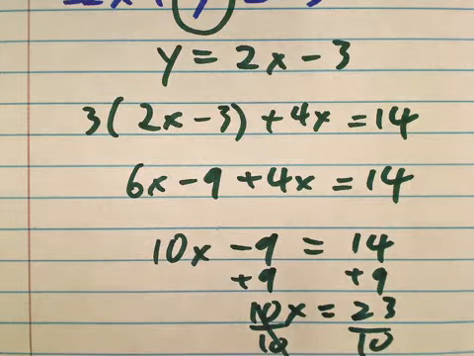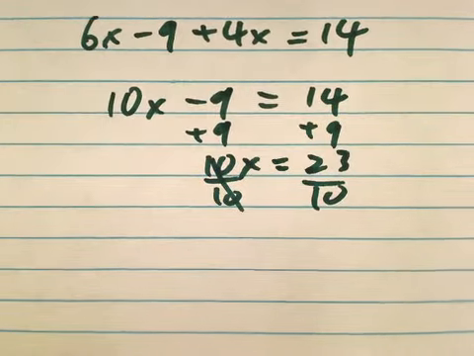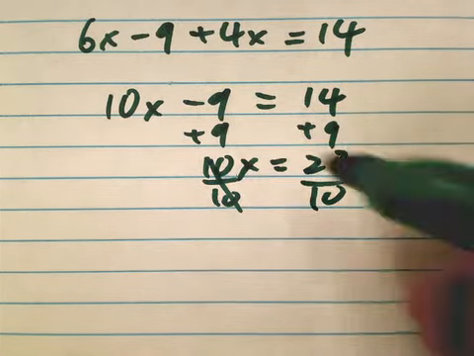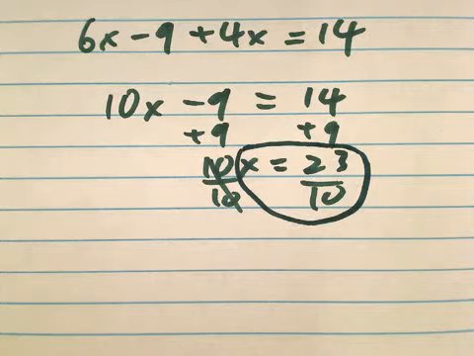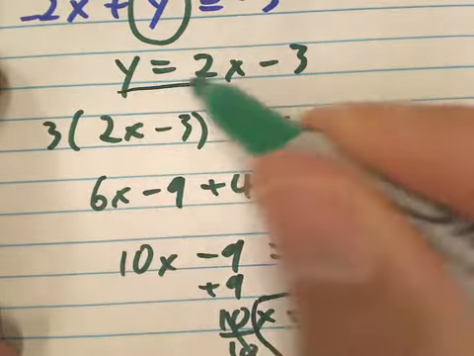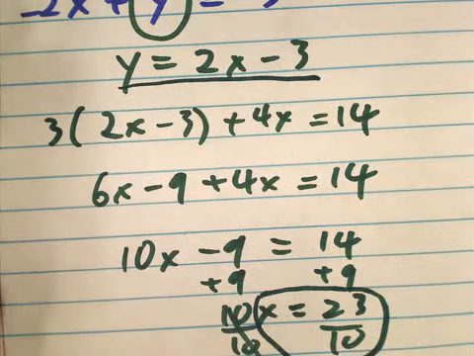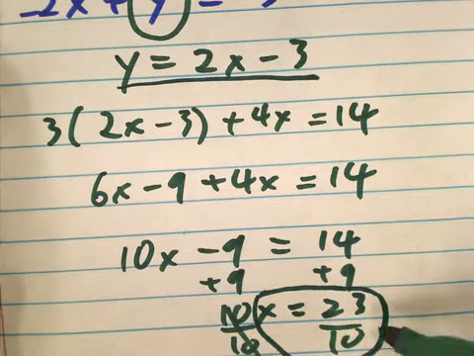Okay, good. Just double check and make sure I'm right. Okay, now I know what x is. X is 23 over 10. And now I need to find out what y is. Well, let me go up here for a second. Y equals 2x minus 3. So I'm going to take this value for x, I'm going to plug it in there, and that will tell me the value of y. So y equals 2 times this minus 3.